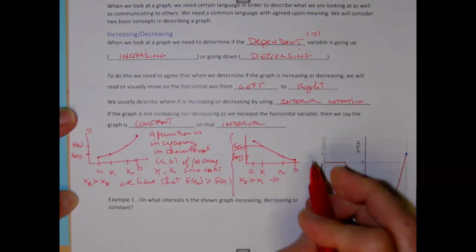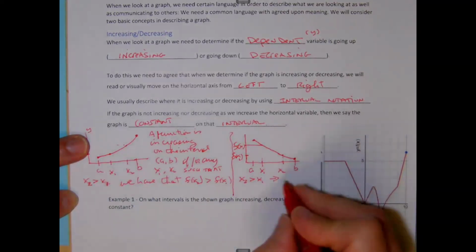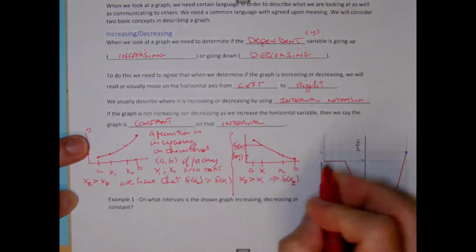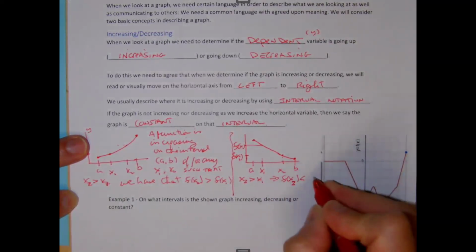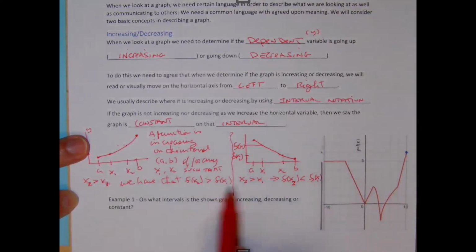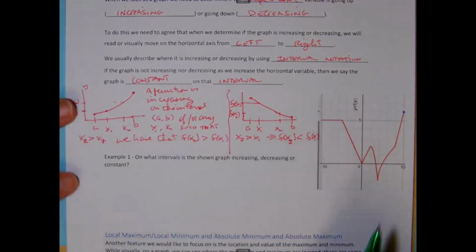And this now implies, this little arrow means that this then follows or implies, and now we have the exact opposite. We have f of x2, for all these values, is less than f of x1. So now we reverse. f of x1 now is greater. And that's what we mean by decreasing. Right. So on what intervals is the shown graph increasing, decreasing, or constant?